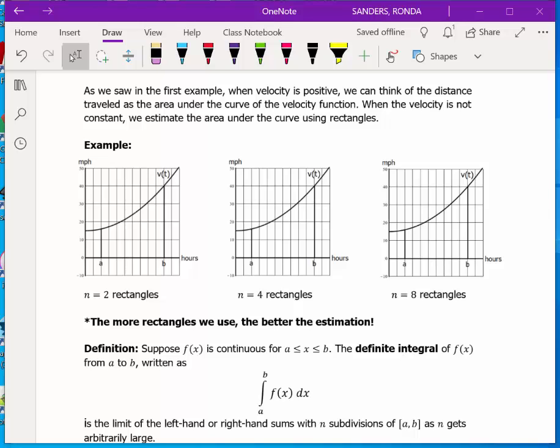For example, say we are given the following velocity curve, and we want to estimate the distance traveled between time A hours and B hours. We might calculate the area under the curve using only two rectangles.